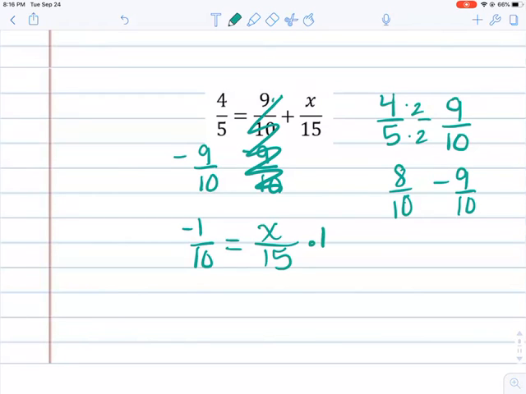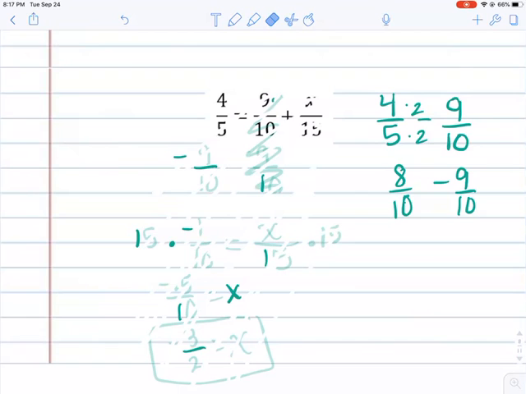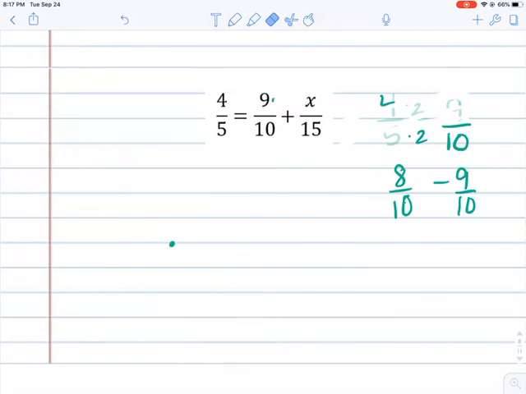And then from here, we're going to multiply by 15 on both sides. And that'll be negative 15 over 10. Or once you simplify it, you can divide both of them by 5. Negative 3/2, or negative 1 1/2. Alright, so you can eliminate on this one too. It's so sad when you erase all your work. It's a little disheartening, all that work.